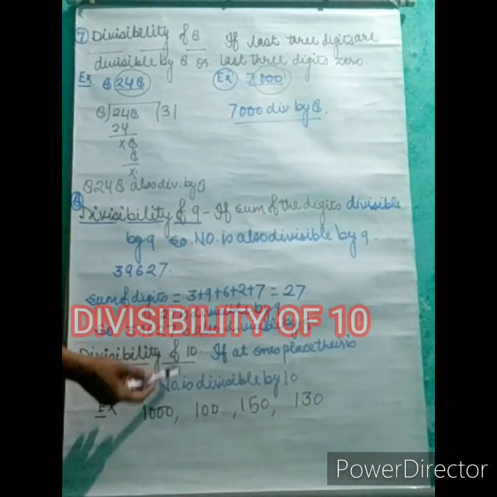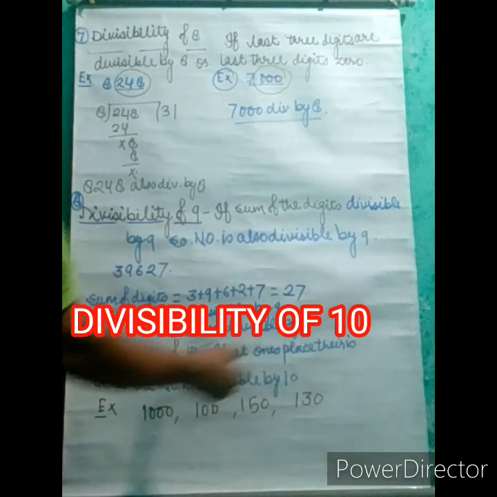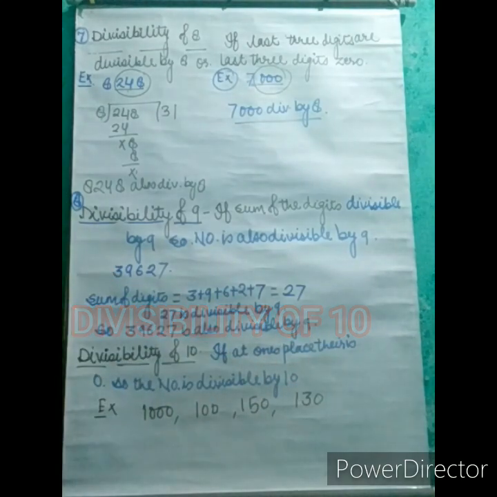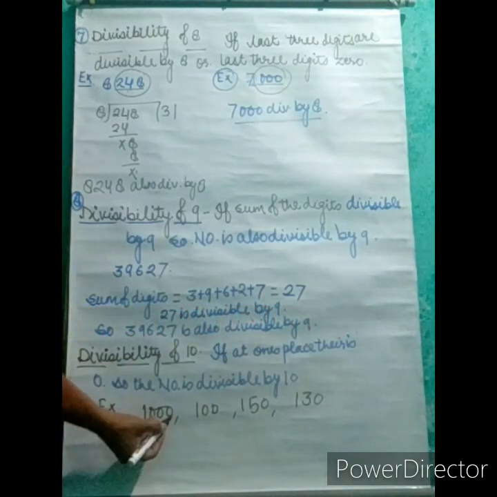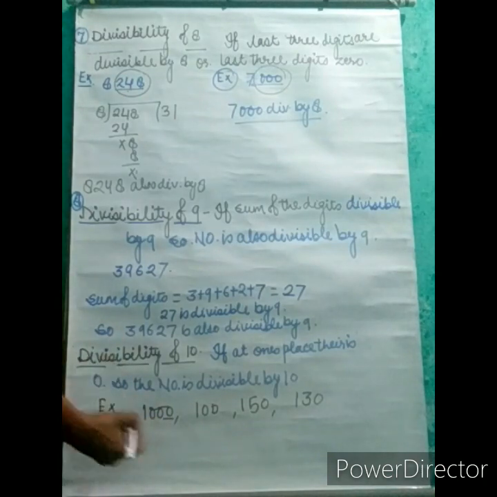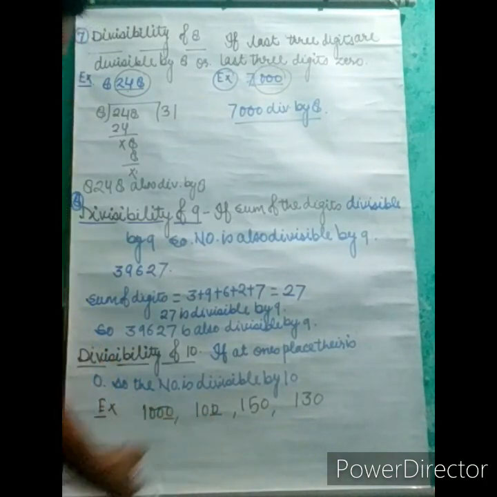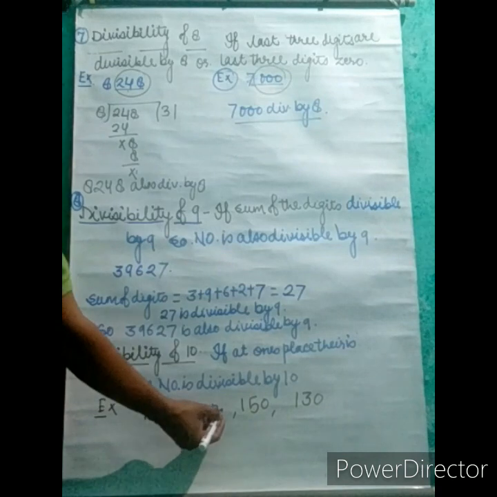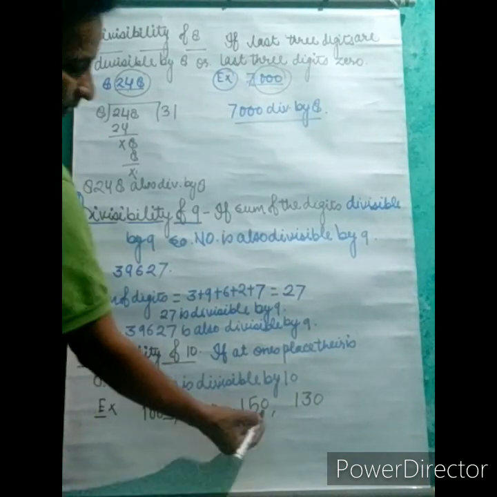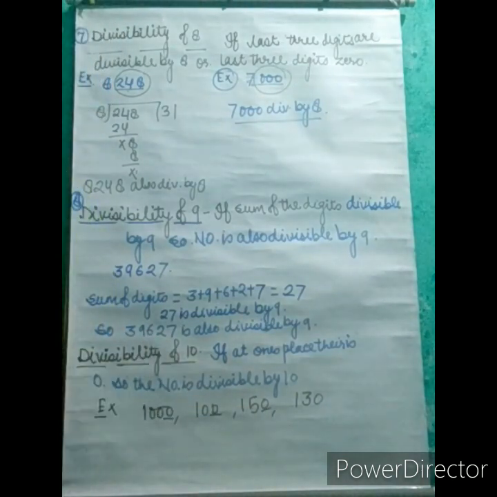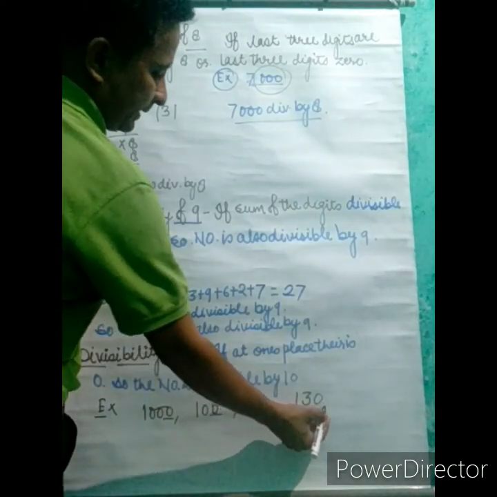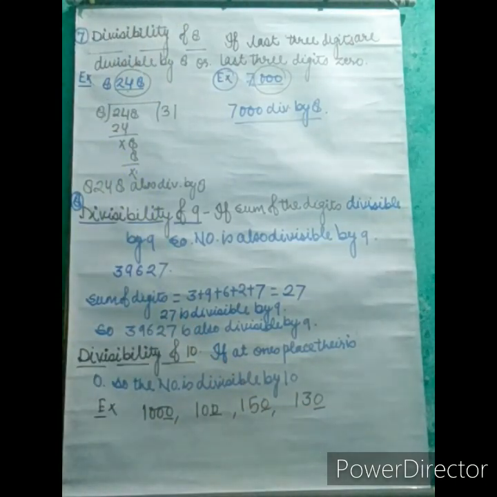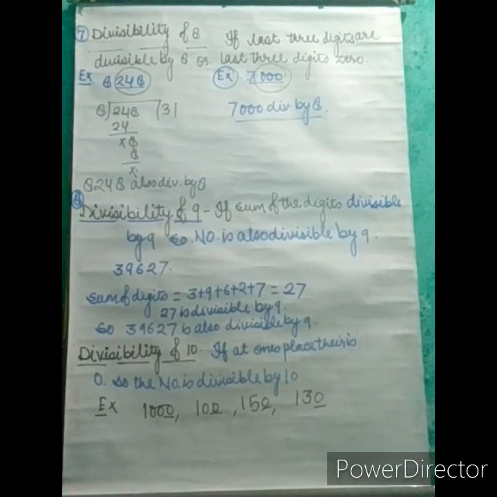Next, divisibility of 10. If at the ones place there is 0, then the number is divisible by 10. So here you can see at the ones place there is 0. 1000 is divisible by 10. In 100 also you can see at the ones place 0, so 100 is also divisible. 150, at the ones place 0, so 150 is also divisible by 10. And in 130 at the ones place there is 0, so 130 is also divisible by 10.